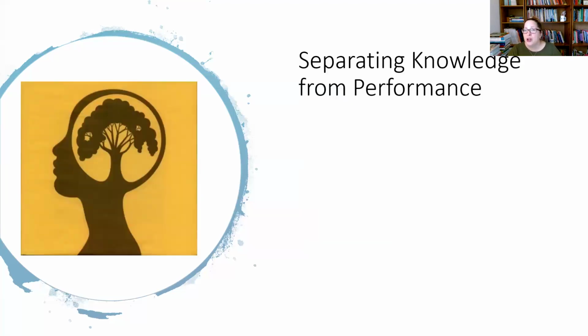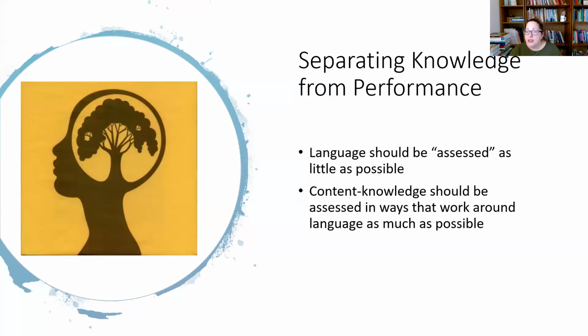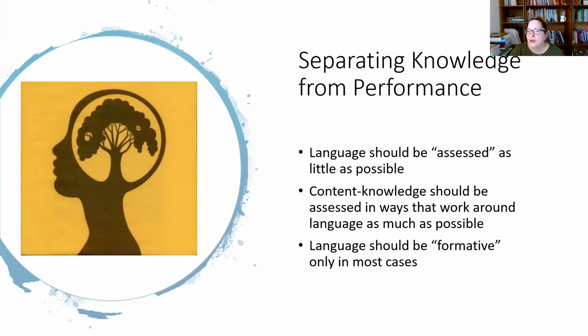The final piece we're going to talk about is how do we separate knowledge from performance? So the language of instruction should be assessed as little as possible. Content knowledge should be assessed in ways that work around language as much as possible. And then we can take a formative approach to language development. So we're not saying if students write you a paragraph and there are lots of errors, ignore them. Pick one or two things that are persistent and highlight those.